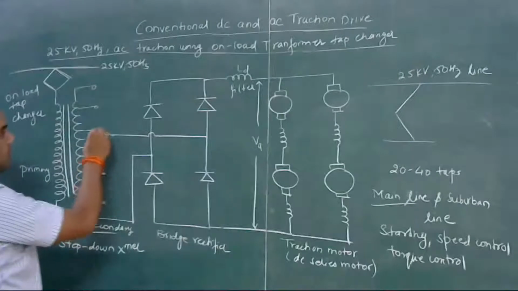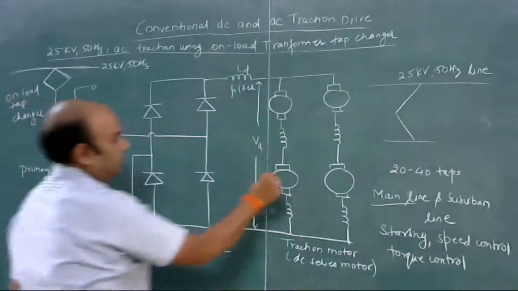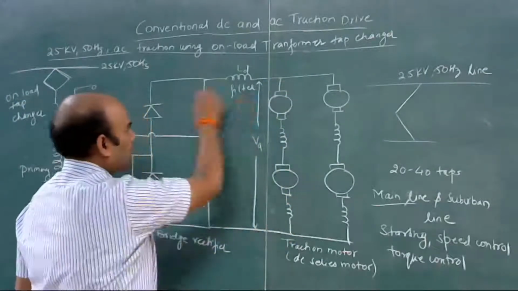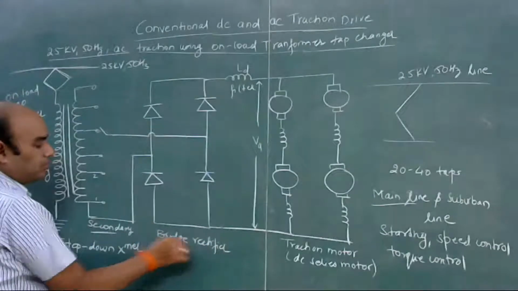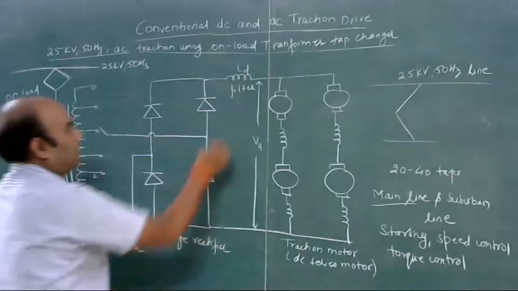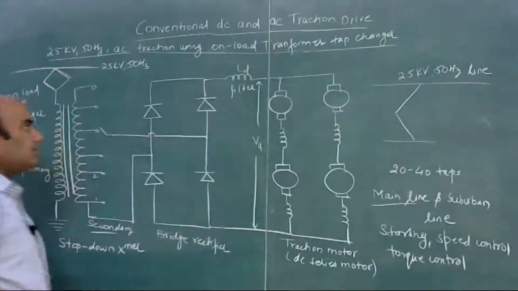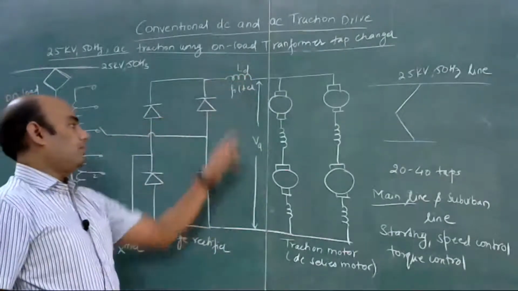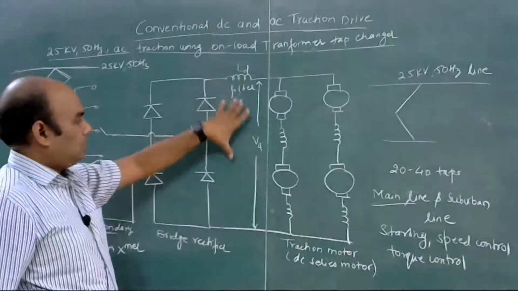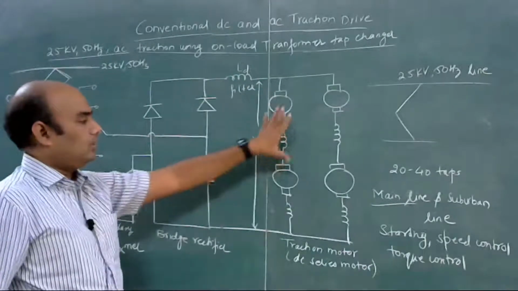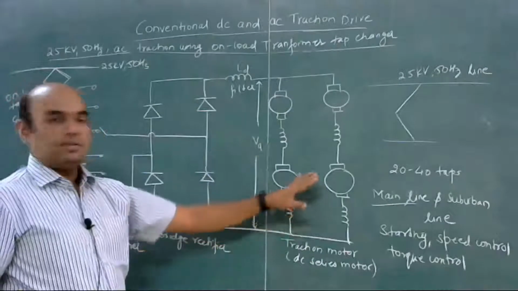Okay, and this voltage is fed to this bridge rectifier, and it is a DC motor, so it needs DC voltage. So this AC voltage is rectified by using this bridge rectifier, and a DC link inductor is connected to filter out the ripples present in the current.